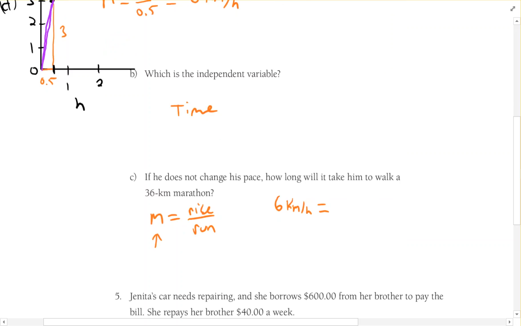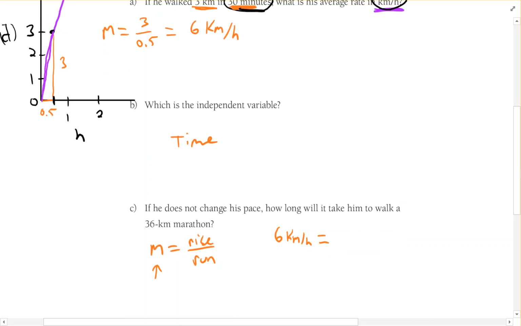And we're saying after a 36-kilometer marathon, how much will his time be, right? So really what we're saying is if we go up 36 for the rise, what will the run be? That's really what we're saying here, right? So I know that m is equal to 6. I know that my rise is now going to be 36 kilometers.